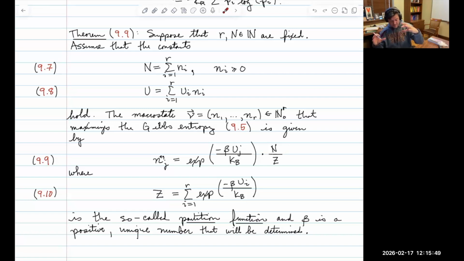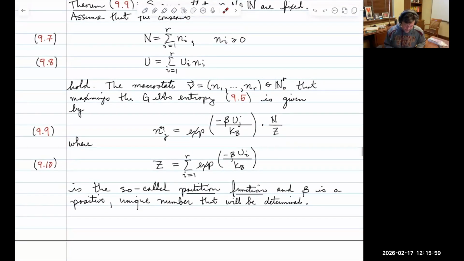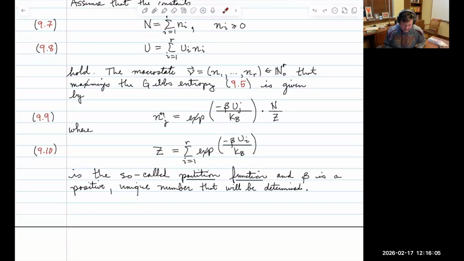This is conservation of mass. And the total energy is fixed. This is conservation of energy. So suppose those constraints hold, 9.7 and 9.8. The macro state, nu, that maximizes the Gibbs entropy 9.5.